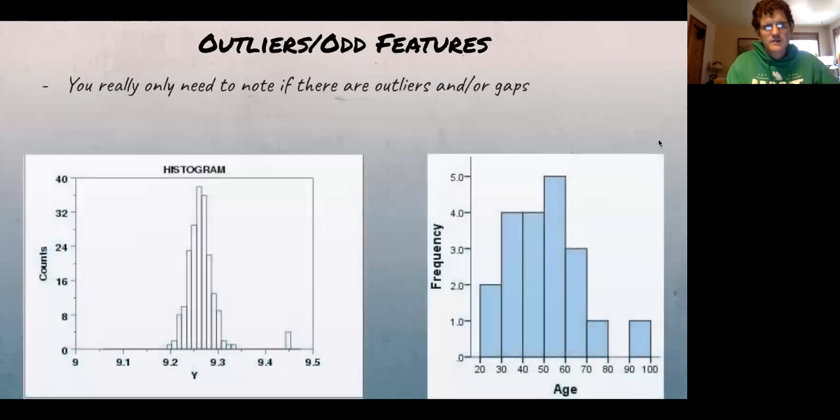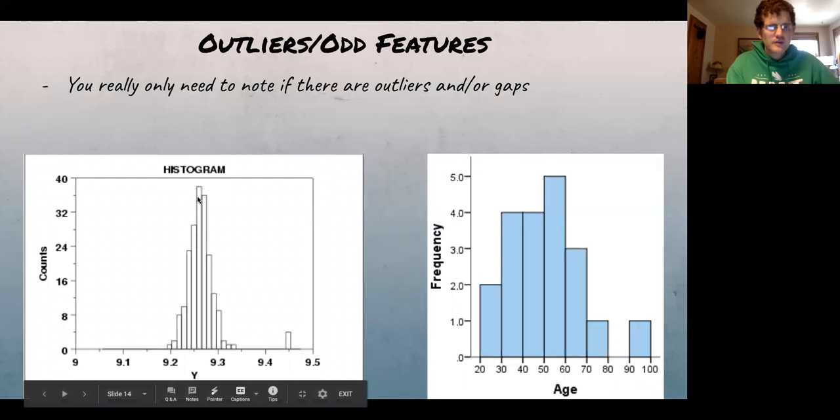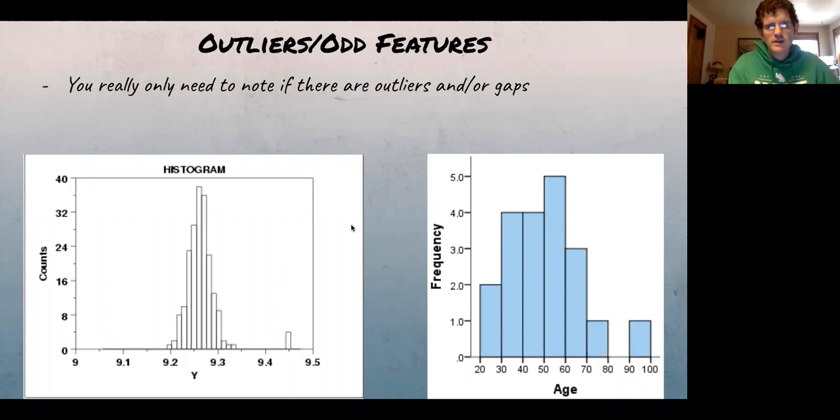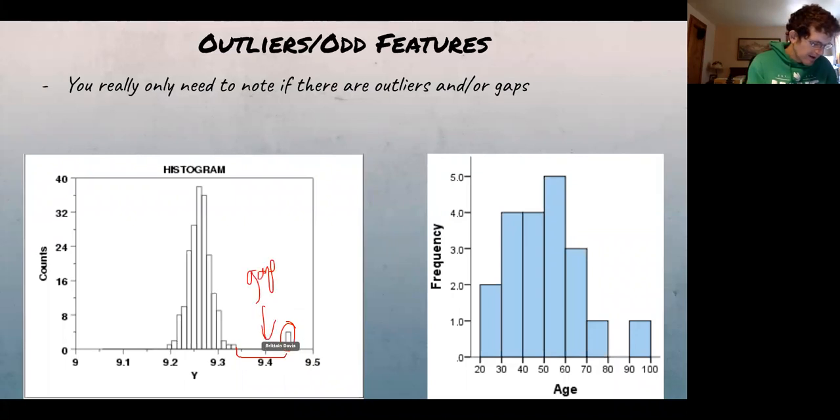Then we have the outliers or odd features. So in this one right here, we got this nice uniform symmetric histogram, except we have this gap of data, and then we have this outlier here. And here, I wouldn't call this an outlier, but there is a gap in the data. So we can refer to anything unusual in the histogram, and we can just say, oh, there's a gap in the data from 9 point whatever to 9 point whatever, and there's an outlier at this point. So I have a gap, and I have an outlier.